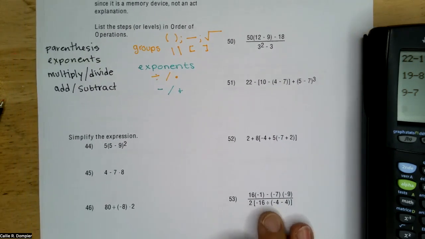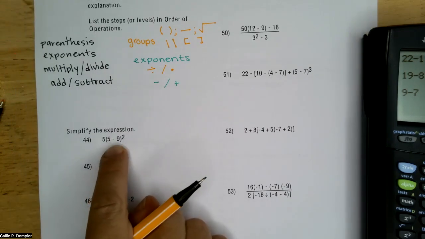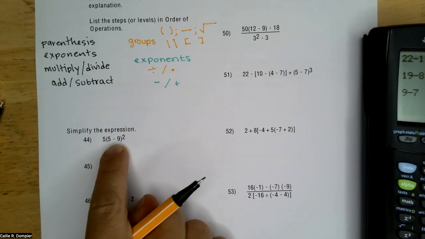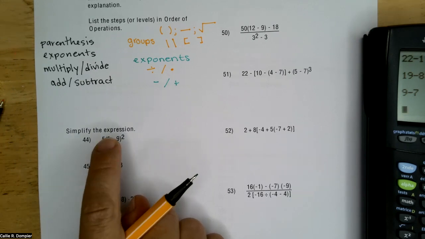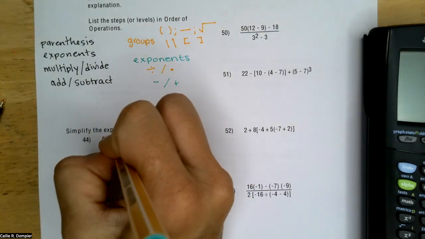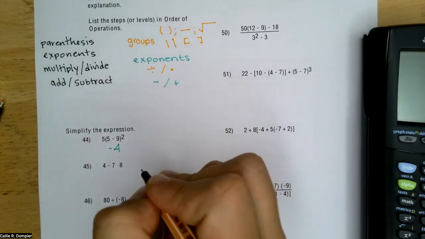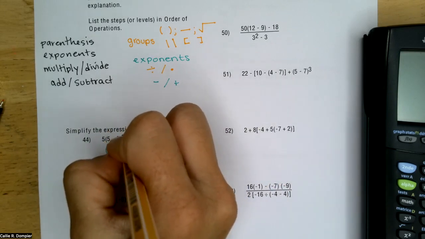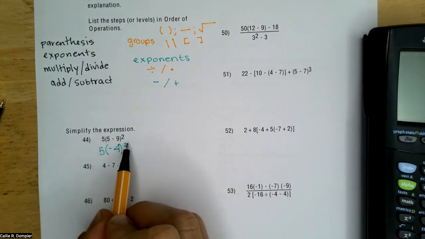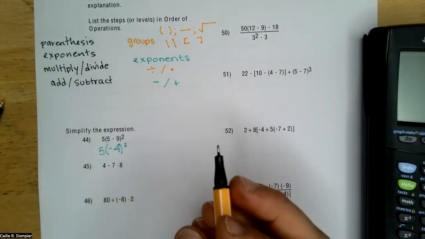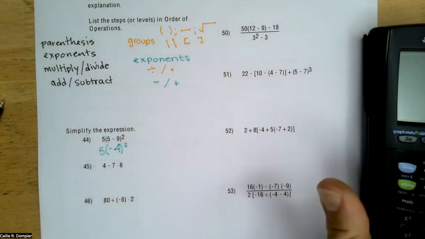So here, you want to start with parentheses or the grouping symbols. 5 minus 9. Remember, we're combining 5 and negative 9. So 9 minus 5 is 4. But the 9 is a negative, so it's a negative 4 squared times 5. Are we going to multiply or are we going to do the exponent? We're going to do the exponent before we multiply. So negative 4 squared.